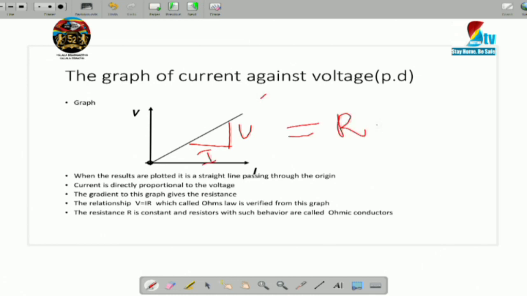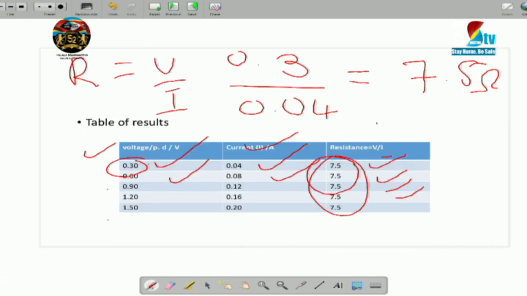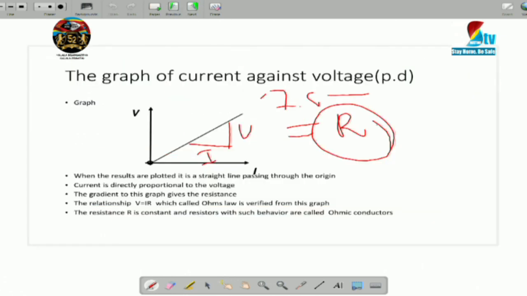And this line being of this nature, it shows us that the gradient is constant. So it also implies that the resistance is constant. Hence our 7.5 that we obtained from the other side there. Now the relationship V is equal to IR here is called Ohm's law, and it can be verified in this graph. So this graph is verifying Ohm's law. It is proving Ohm's law, which is V is equal to IR.